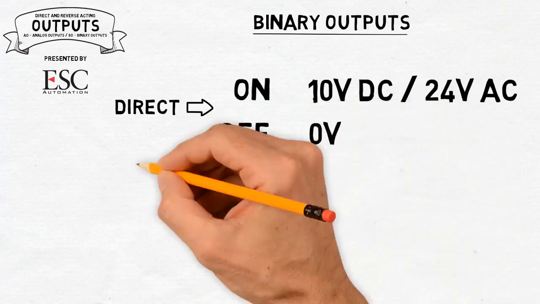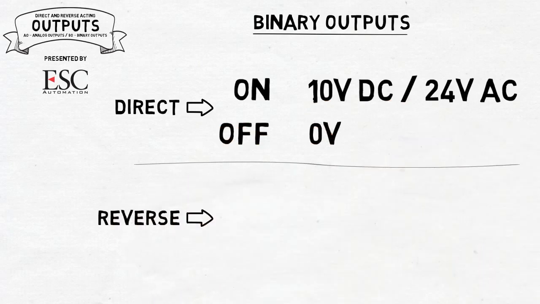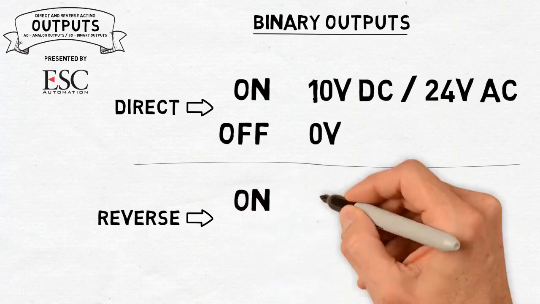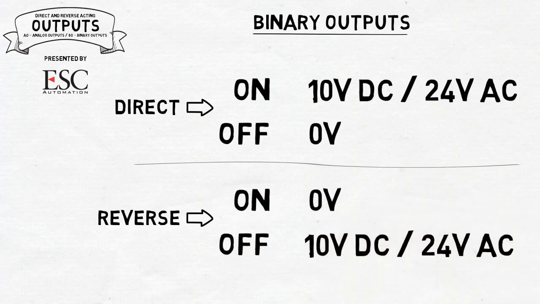So if you wanted to flip this, you would set the output to reverse acting. And in reverse acting, when we say on, we would get 0 volts, and when we say off, the panel would put out the voltage. So put out 10 volts or 24 volts.